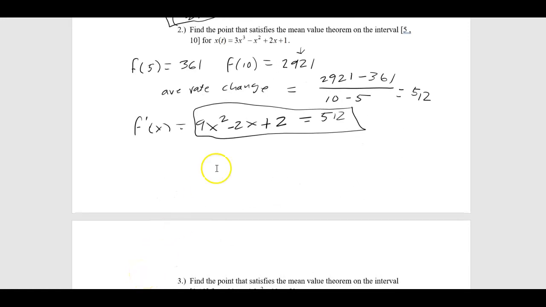So when I solve that, what I did was 9x squared minus 2x minus 500 equals 0. Actually, I think I did minus 500, which would be wrong. Minus 510 equals 0. And if I want to do that on my calculator, I will go do that right now.